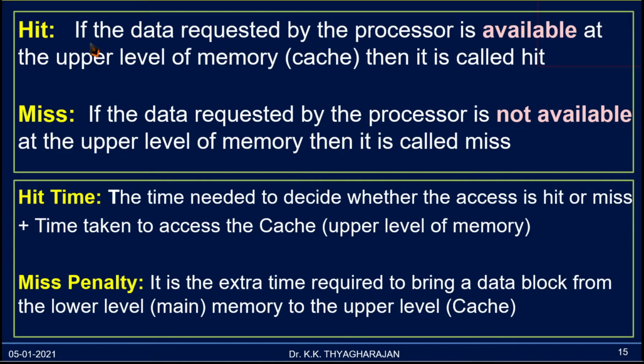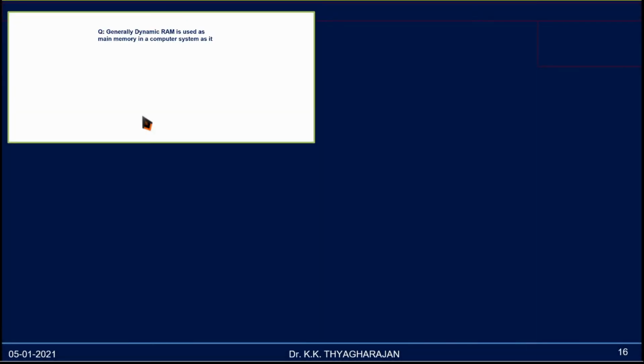In short, if the data is requested by the processor and it is available in the cache, then it is called a hit. If the data is not available in the cache, then it is a miss. Then how to calculate the hit time? It is the time needed to decide whether the access is a hit or miss, plus the time taken to access the cache. That is the access time of the cache. The miss penalty is nothing but the extra time required to bring the data from the main memory to the cache. Now let us see the first MCQ.